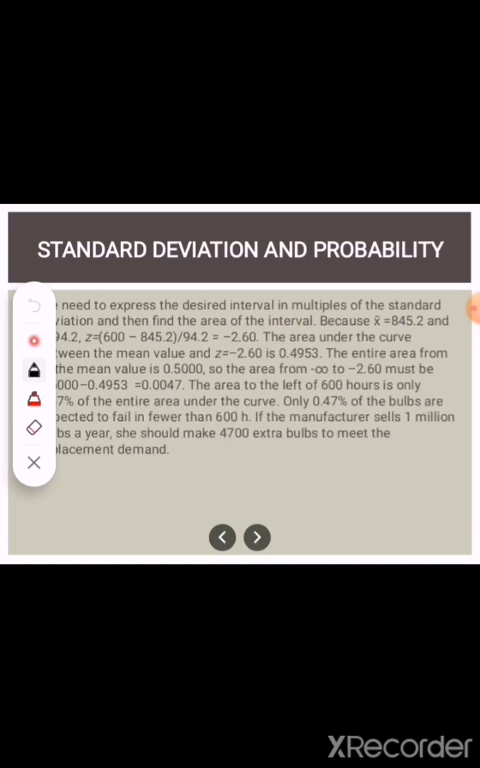Okay, so paano ba natin siya sasagutin? We need to express the desired interval in multiples of the standard deviation and then find the area of the interval. So we have z na equals to negative 2.6. And then, kinuha lang natin yung area niya under the curve, which is 0.4953. So the entire area from the mean value, again, is 0.5. So, from the negative infinity to negative 2.6, we only have 0.0047 na area na natira.